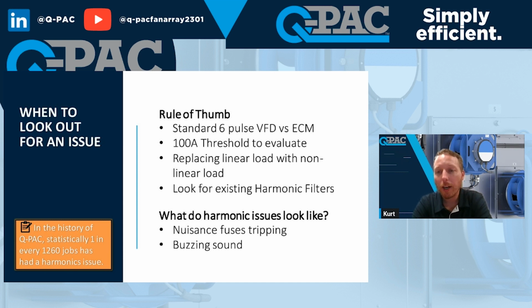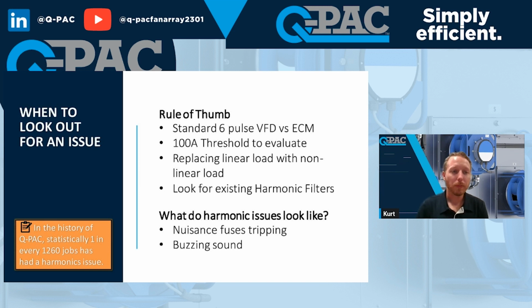So what does happen whenever you have a harmonics issue? What does it look like, and how do you identify it? It's typically nuisance fuse tripping and a buzzing sound coming out of our control panel. One clear indicator is whenever you are measuring, if you have a CT or a Fluke and you're measuring the amperage on one phase of our control panel, and the current is below what the fuses are rated for, and they're still tripping, that's an indication of harmonics.